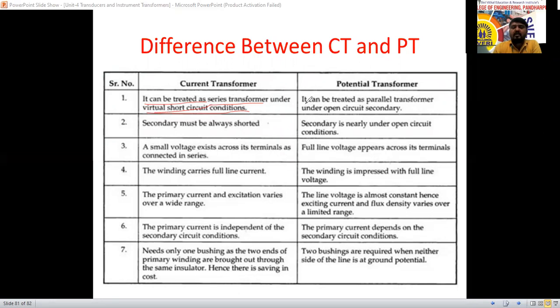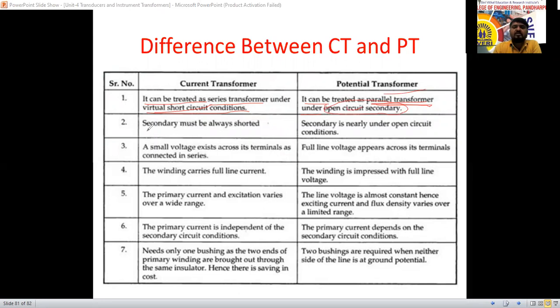This one can be treated as a parallel transformer here, under open circuit condition. It acts as an open circuit. For that reason, they say it is under open circuit condition, and it acts as a parallel transformer.